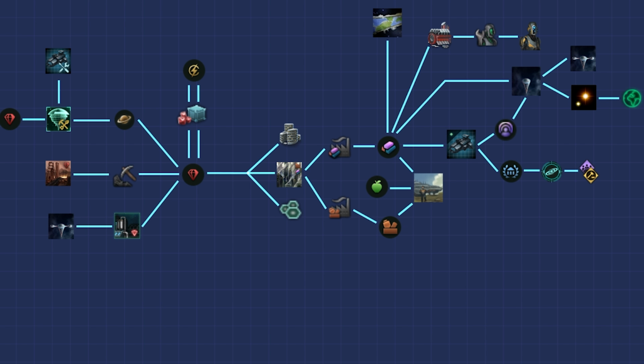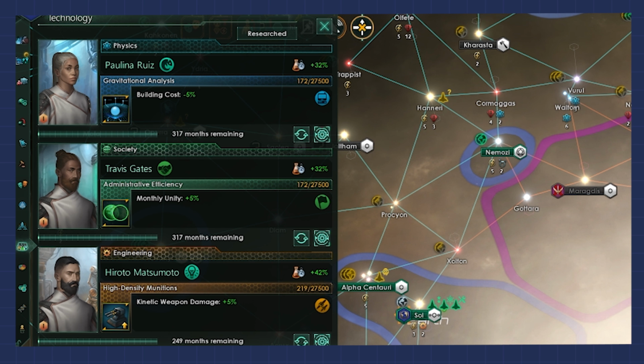Consumer goods are used in the upkeep of your non-hive mind organic pops. Also, consumer goods are used in your research labs by your researchers to produce physics, engineering, and society research points so that you can research new technologies. Research is incredibly useful in every aspect of the game, much like alloys are.